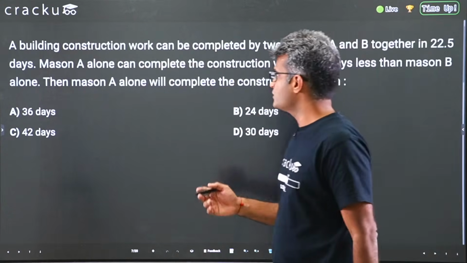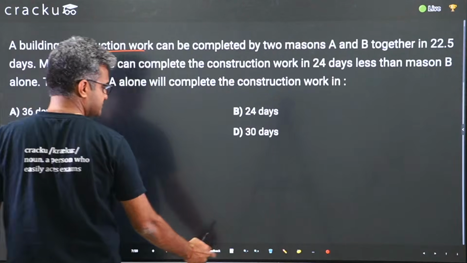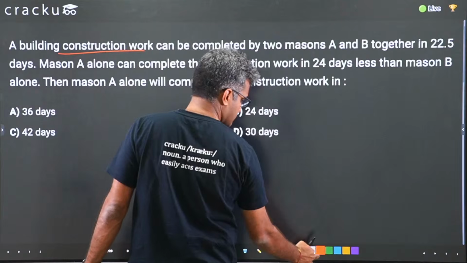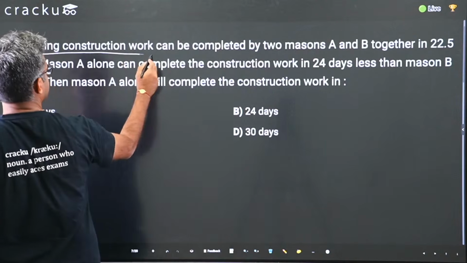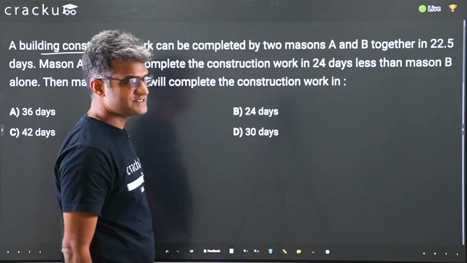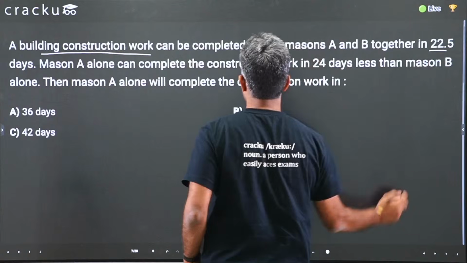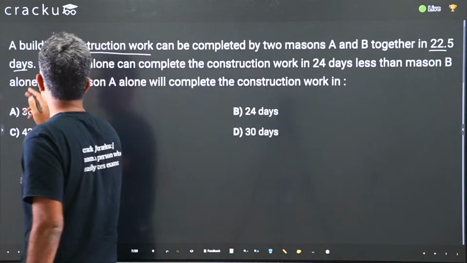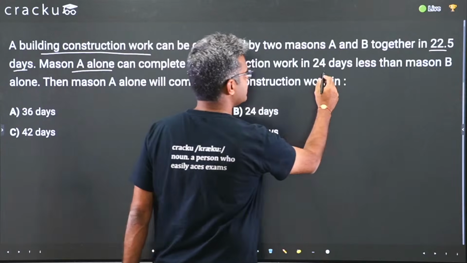Okay guys, let us try to solve this question. In this question, there is a building construction work going on. We are told that the work can be completed by two masons, A and B together. If both of them are working together, they take 22.5 days to complete it. A alone will take 24 days less than B to complete it.